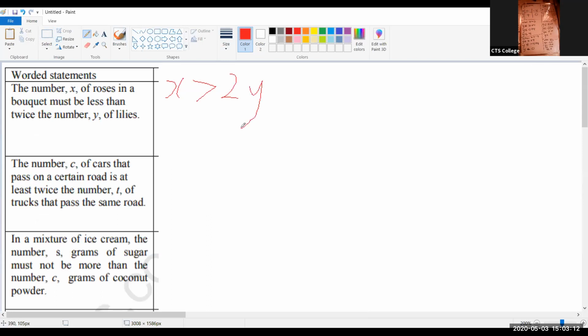Let's see. The number x of roses in a bouquet must be less than twice the number y of lilies. Wait, I don't know why I say greater than. I mean less than. I read it as less than and I say greater than. Right, so x is less than 2y. Anybody disagrees with what I wrote there just now?